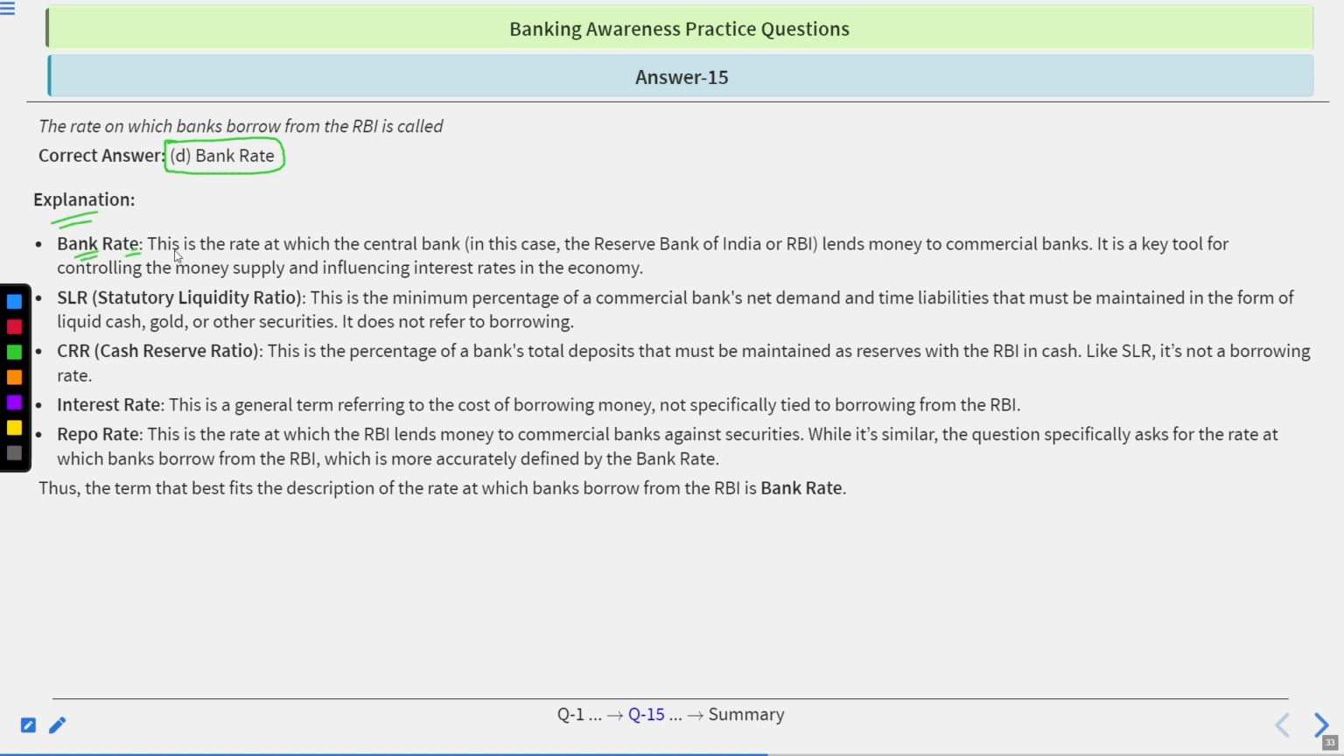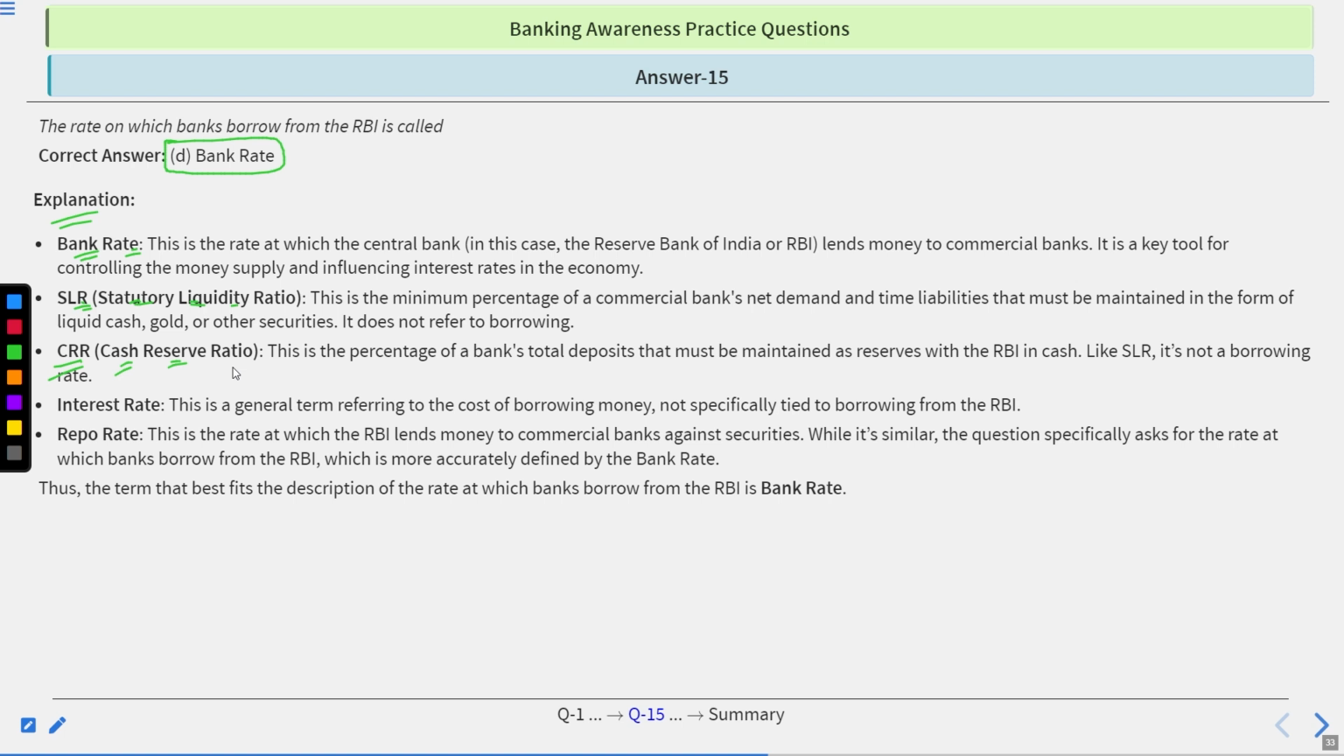Explanation: bank rate. This is the rate at which the central bank, in this case the Reserve Bank of India, lends money to commercial banks, a key tool for controlling the money supply and influencing interest rates in the economy. SLR, statutory liquidity ratio: the minimum percentage of a commercial bank's net demand and time liabilities that must be maintained in the form of liquid cash, gold or other securities, does not refer to borrowing. CRR, cash reserve ratio: the percentage of a bank's total deposits that must be maintained as reserves with the RBI in cash. CRR is not a borrowing rate.